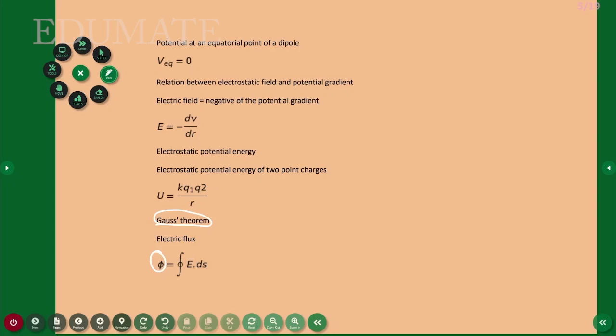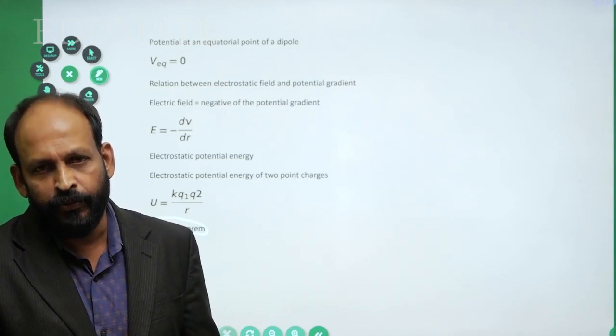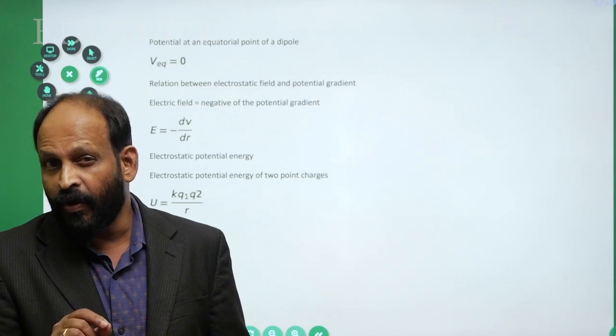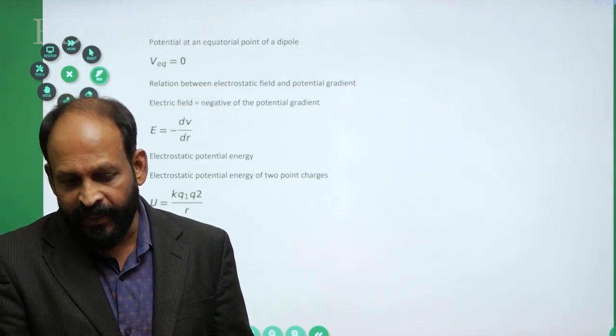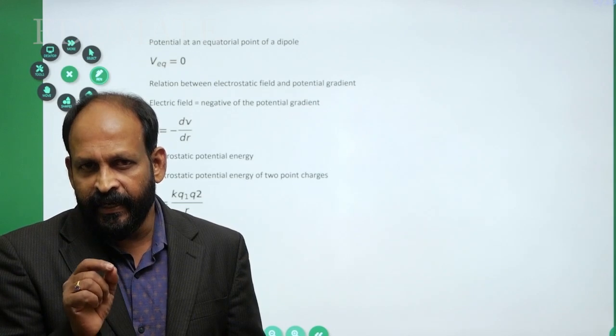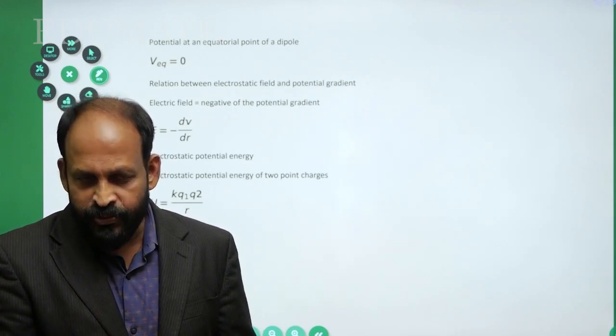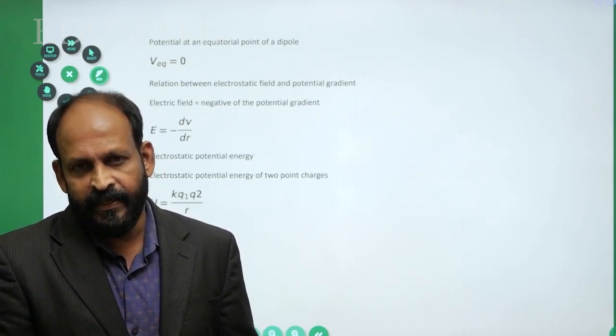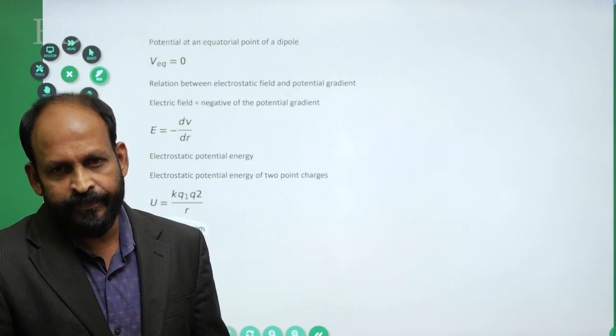The definition is: the electric flux produced by a point charge in any closed surface is equal to 1 by epsilon 0 times the charge enclosed in it. Here, the charge is always placed inside the closed surface. That is the meaning of it.